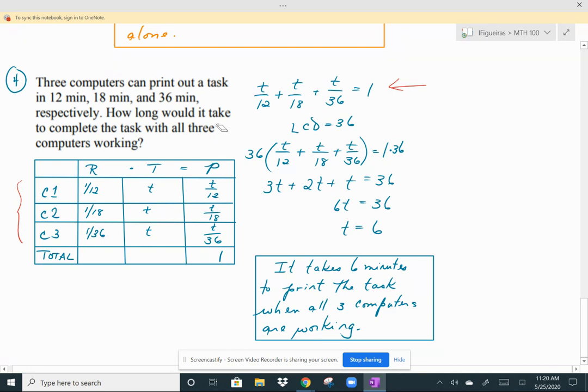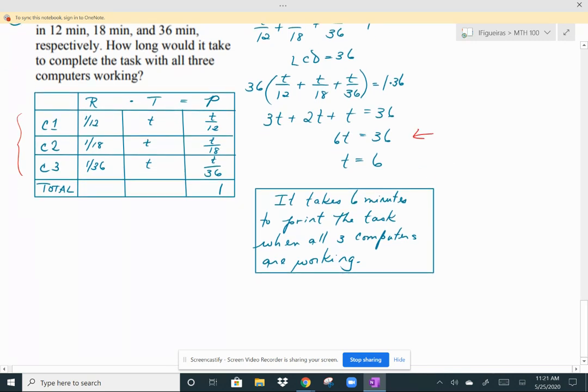The LCD is 36. Multiply both sides by 36. That will cancel all of the denominators, leaving you with 3t plus 2t plus t equals 36. Simplify the left side, so that gives you 6t equals 36. Dividing both sides by 6 gives you t is equal to 6. So what that means in terms of this problem is that it takes 6 minutes to print the task when all 3 computers are working at the same time.